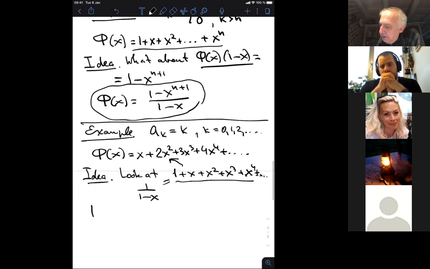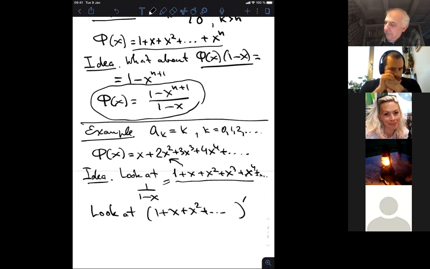Look at the derivative of this thing. So what do we get? We'll get 1, so the 1 disappears, and x gives us 1. Then we'll get 2x, 3x squared, 4x cubed, and so on. So it's almost what we need. To get what we need, we have to multiply it by x.